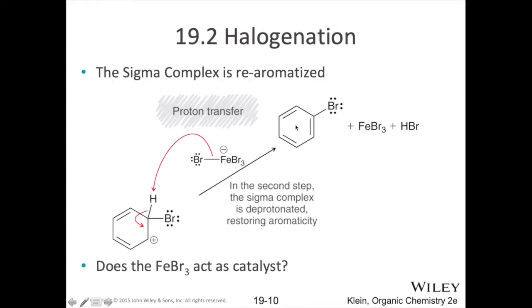Okay, and so you lose HBr as a byproduct, basically. Right, so that extra bromine that was on your iron center picks up that proton and leaves as HBr. Notice that you restore your iron 3 bromide. So basically, iron 3 bromide is a catalyst here.